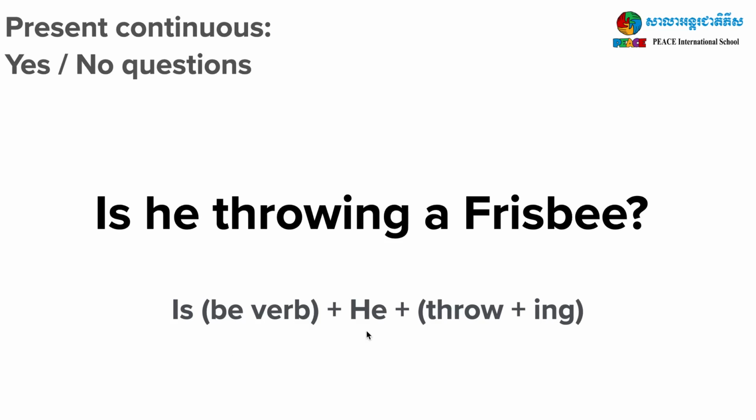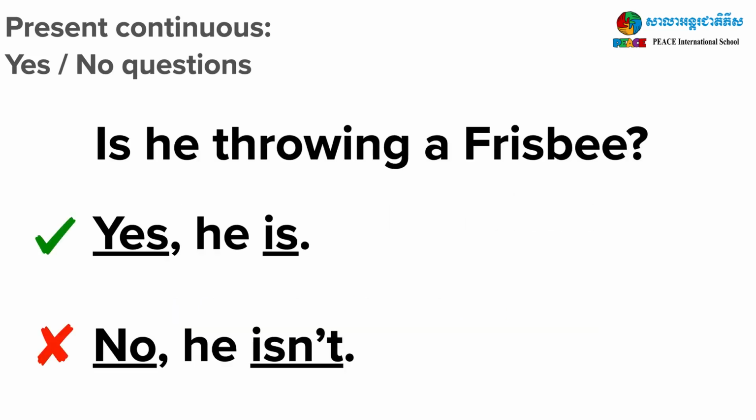Here is the subject, he, and the verb throw plus ing, throwing. So to ask a question using present continuous, we start with the be verb. Is he throwing a frisbee? How can we answer? You can answer yes or no.